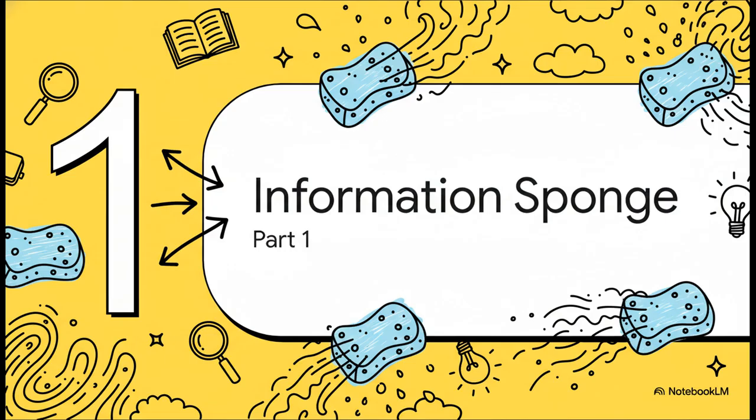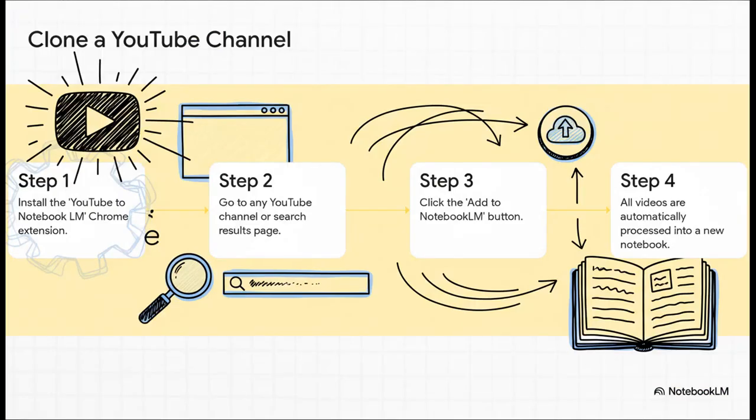Okay, first things first. You can't get anything out of an AI if you don't put good stuff in, right? So this first part is all about supercharging our data collection, turning you into an absolute information sponge. Okay, let's kick things off with a source we all use, YouTube. Now, what if I told you that you could basically download an entire YouTube channel's brain with just one click? There's this simple Chrome extension that does exactly that.